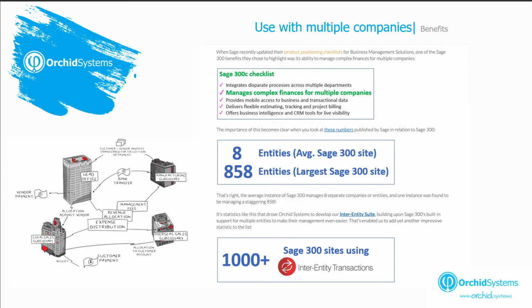When Sage recently updated their product positioning checklist for business management solutions, one of the Sage 300 benefits they chose to highlight was its ability to manage complex finances for multiple companies. Sage 300 offers many advantages for companies running multiple entities. In this presentation, we will look at how Orchid products make this management even easier. And this may explain why over 1,000 Sage 300 sites use inter-entity transactions to manage their accounting processes.